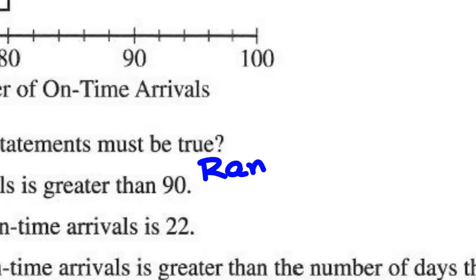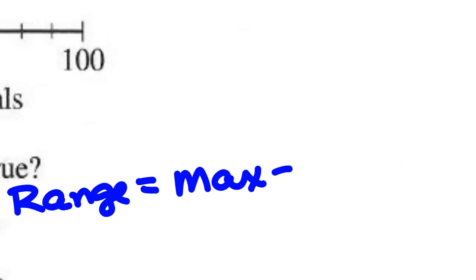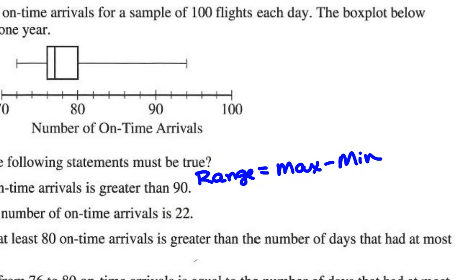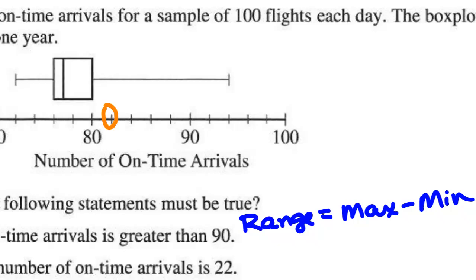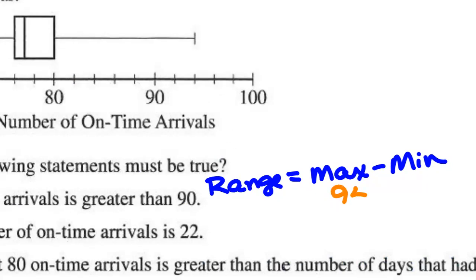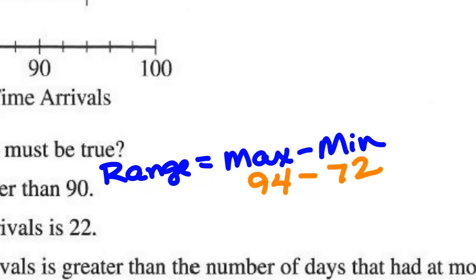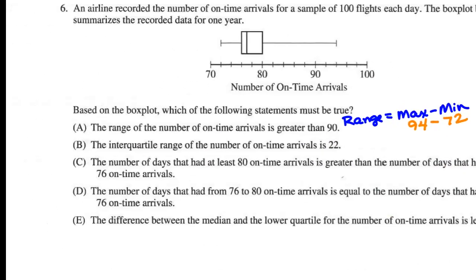Well, range is max minus min. It looks like their scale is 2, so that would be 82, 84, 86, 88, 90. So the maximum is up at 94, and the minimum is 72. Well, if I subtract those, I definitely get a number that's smaller than 90. So this is not option A.